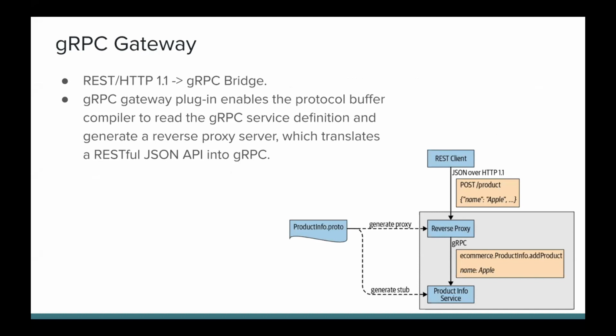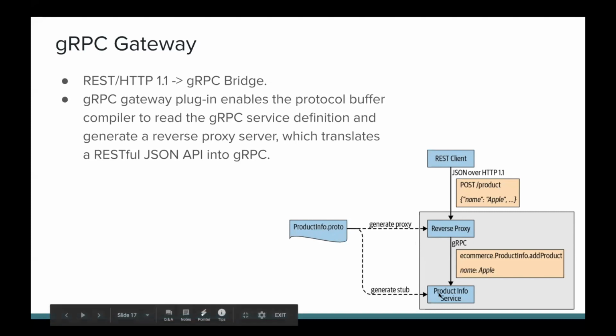The final pattern is the gRPC Gateway. As you know, for most gRPC services, you may have to expose them as RESTful services. In this case, rather than building a reverse proxy from scratch, you can simply use the same service definition file that you used to create the service, and use the same thing to generate this reverse proxy.